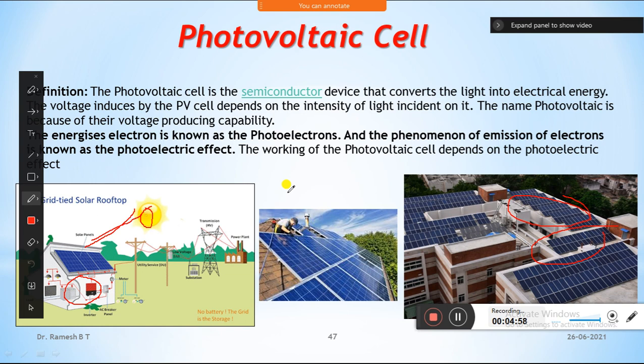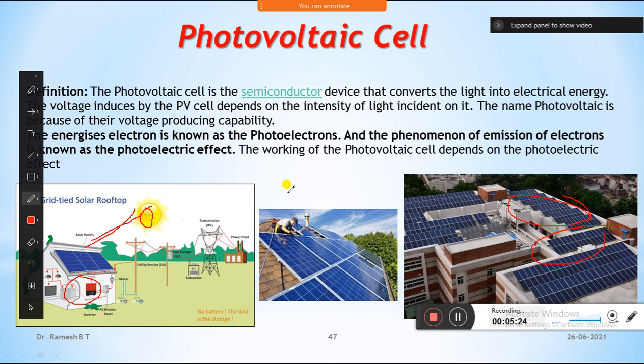Their theoretical efficiency is nearly 25%, up to 25 to 30%. When compared to other electric energy generation devices, these devices have a lower efficiency. The best applications of photovoltaic cells are many, and we will discuss them in the last part of this photovoltaic topic.